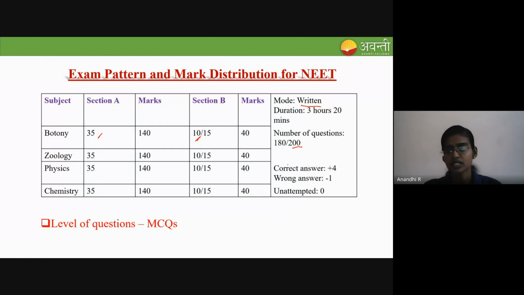So the mark distribution is the same here also, like JEE. For a correct answer, you will get +4. For a wrong answer, -1. For unattempted, it is 0. And here, the questions will be only MCQs. No numerical value type of question will be there. Only MCQs, fully choose the correct answer only.